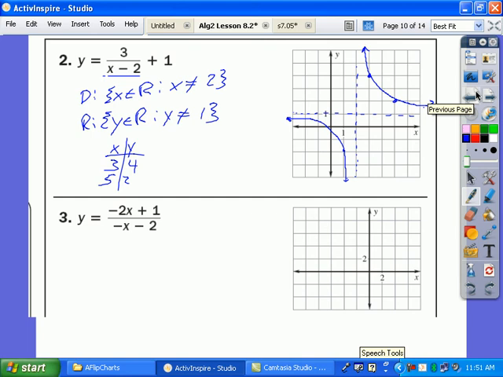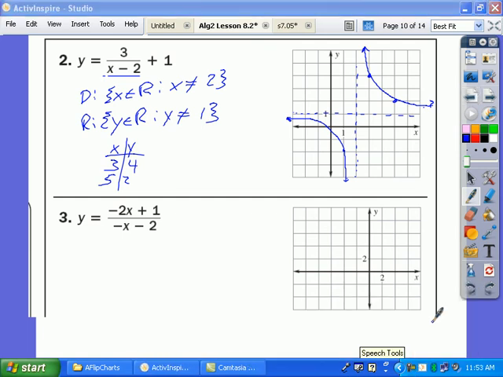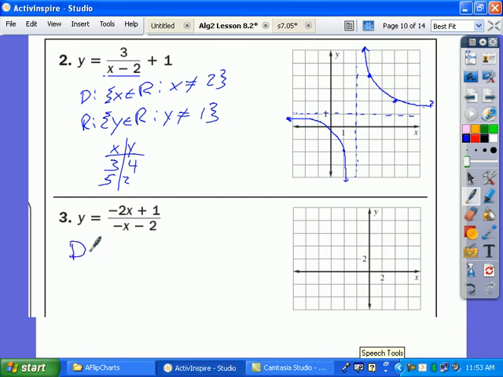All right, so as we look at number 3, we see that the domain is going to be all real numbers, so x is a real number, but x cannot equal negative 2. If I plug in negative 2, I don't care what happens in the top. We just look at the bottom. It makes the bottom 0. Therefore, the function's undefined. So x cannot equal negative 2, and so that's going to give us our asymptote here at x equals negative 2.